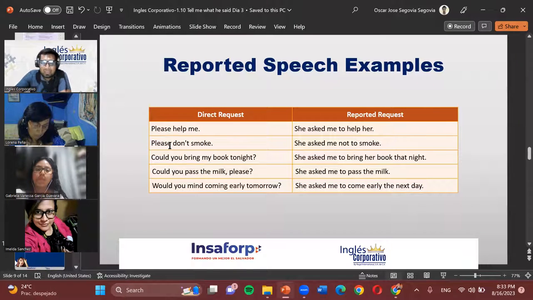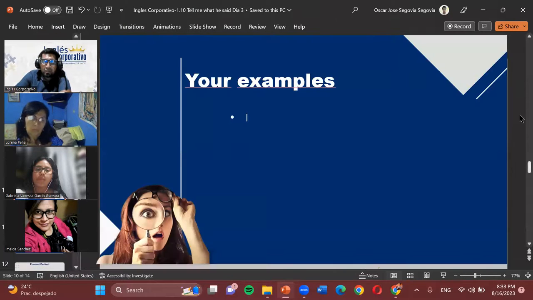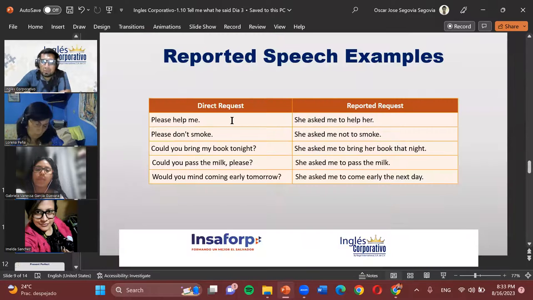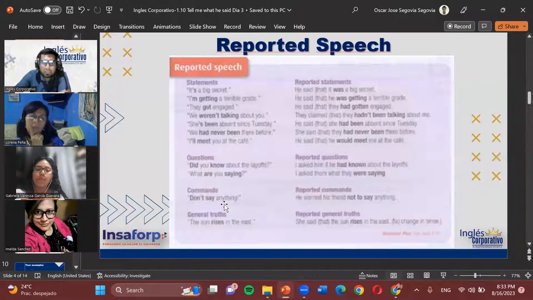Now, for the last section, which is going to be request, in this case, it's not command, it's request, okay? Aquí hay diferencias, ¿verdad? Ayer hablábamos acerca de los commands. Aquí no necesariamente tengo commands, sino que son requests. So with commands, it's different. With commands, if you remember, the commands were don't say anything, and the verbs that you use were something like warned or recommended or enforced or things like those.